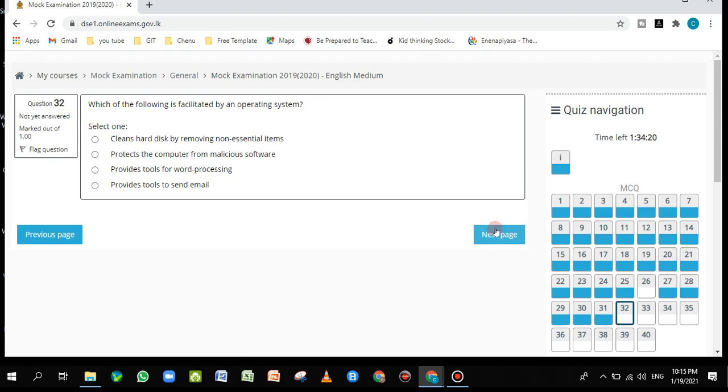Which of the following is facilitated by an operating system? Cleans hard disk by removing non-essential items, that is disk cleanup. Protects the computer from malicious software, antivirus, it's not there. Providing tools for word processing, that is application software. Provides tools to send email, that is also application software. Web browser. So the first one is the answer. We'll go to the next one.